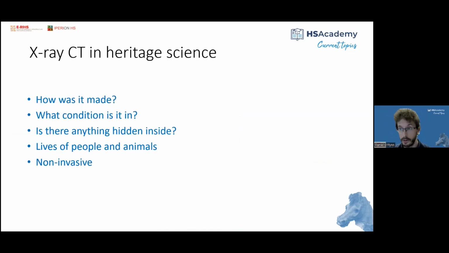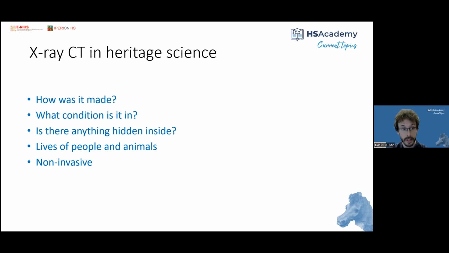So why might we use X-ray CT in heritage science? A very brief overview. When we're looking at objects, we often want to know how they were made and what their current condition is. And this can help us to understand ancient manufacturing processes, for example.